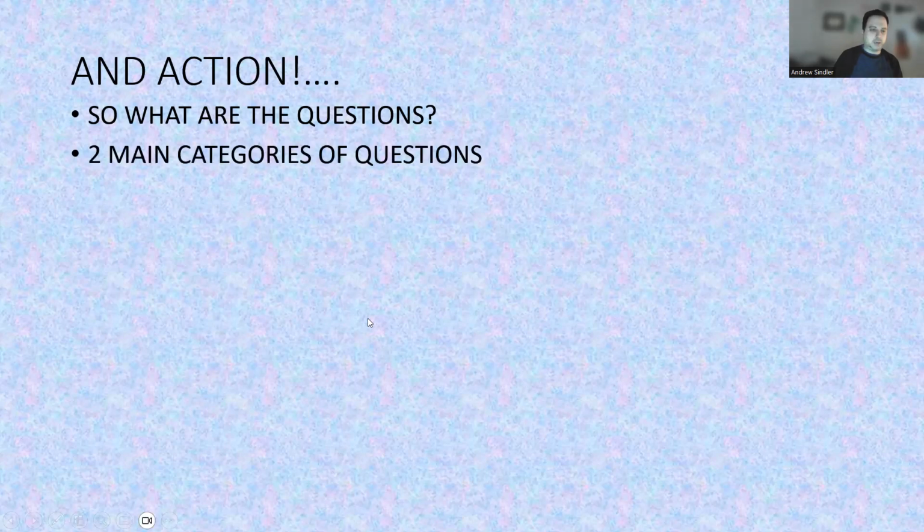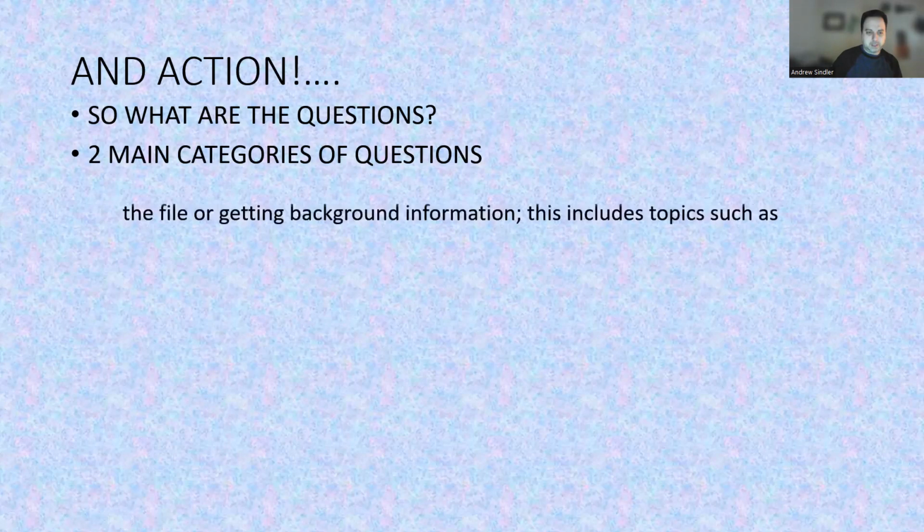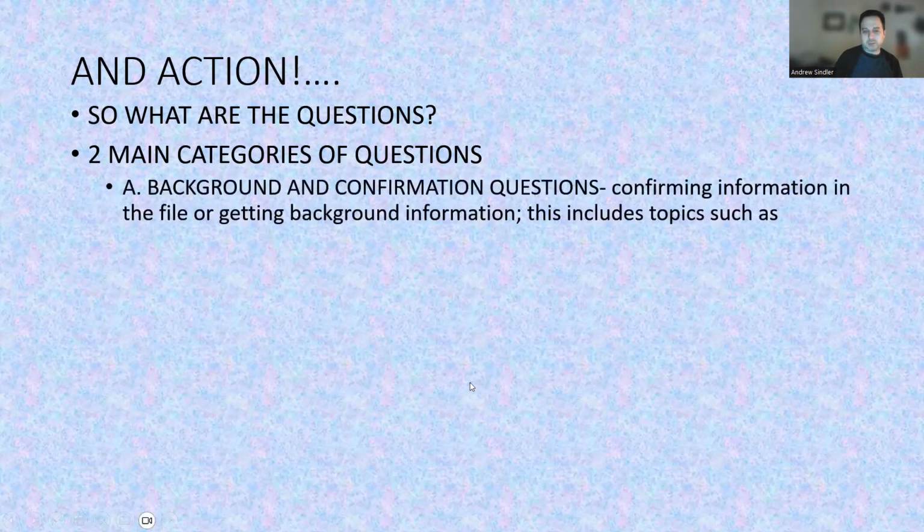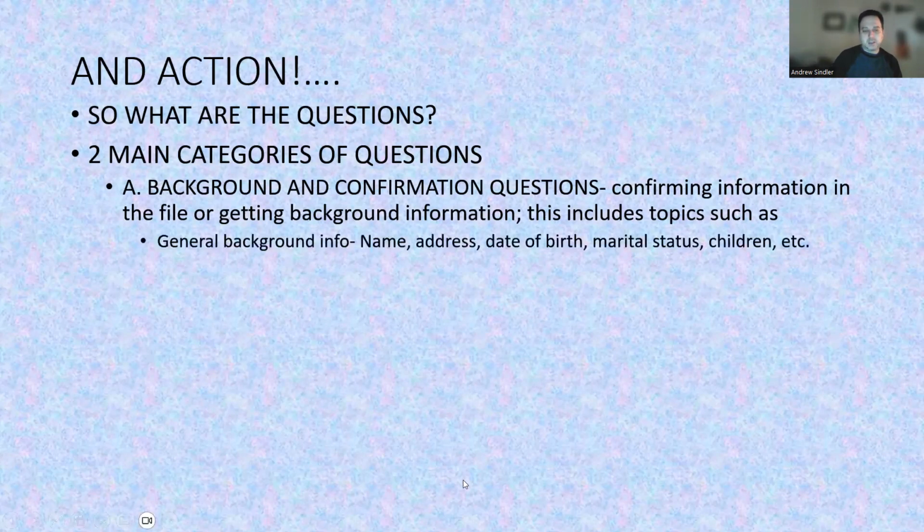Well, there's two main categories of questions that you're going to get asked. Every question falls into one of these two categories. The first category is what I refer to as background and confirmation questions. This is basically exactly what it sounds like. It's either confirming information in the file or it's getting background information. This includes such topics as general background information, name, address, date of birth, marital status, children under 18, etc. Your education and your work history over the last 15 years, aka your past relevant work, like we've talked about in the prior videos.